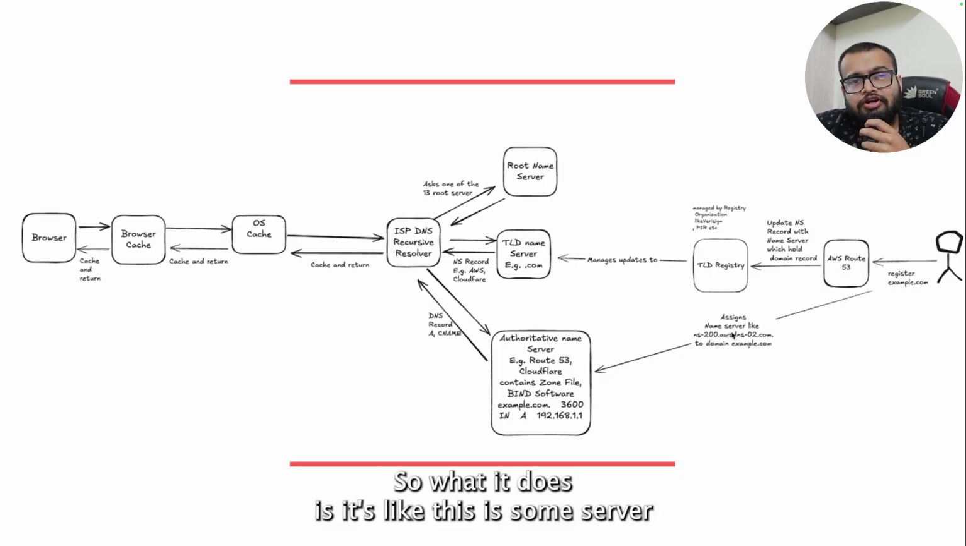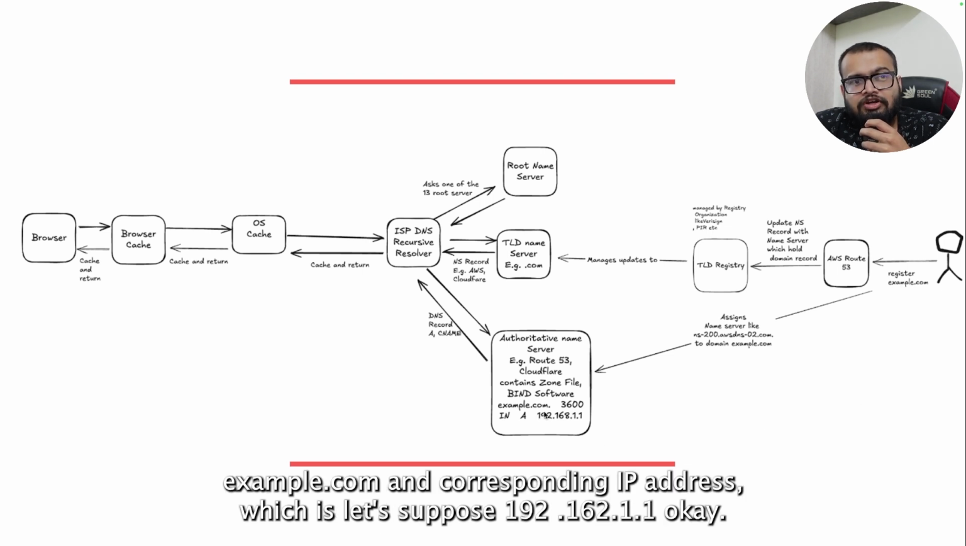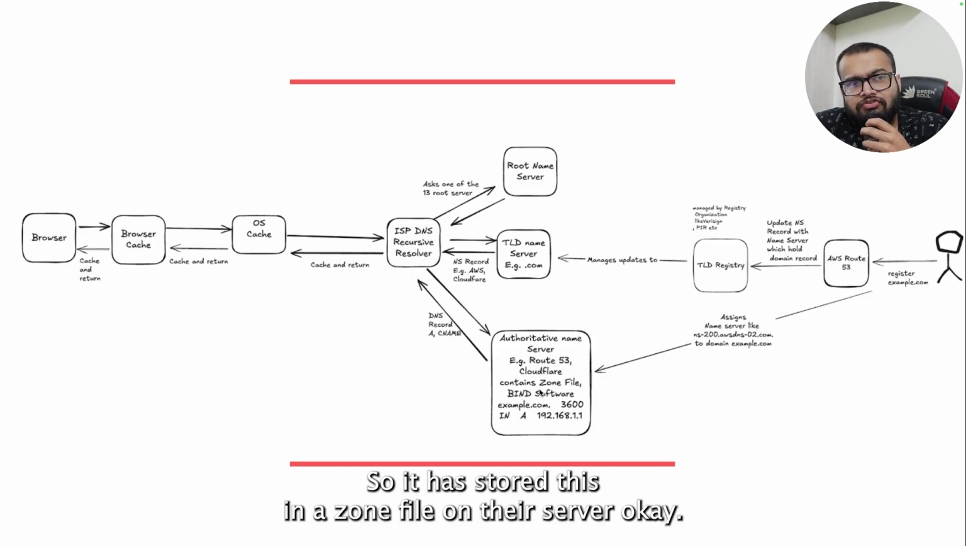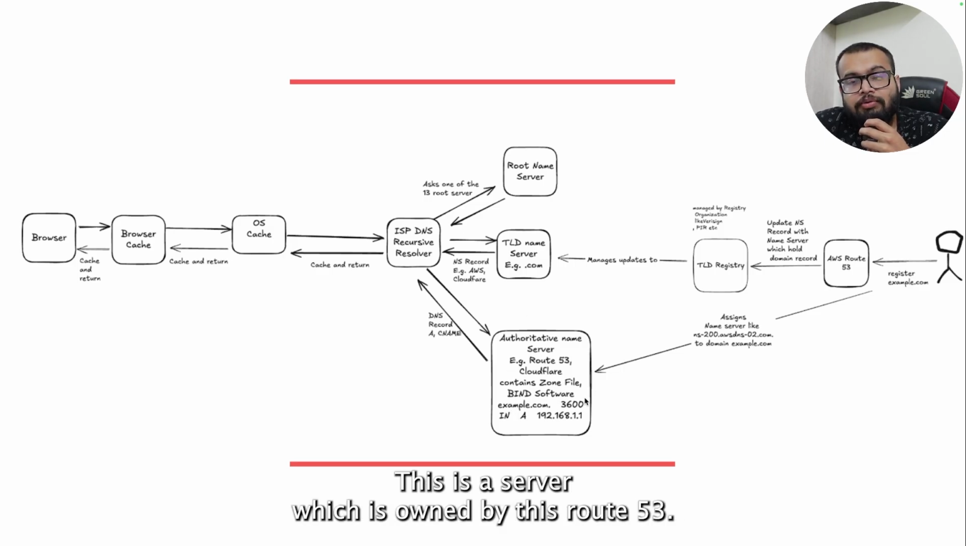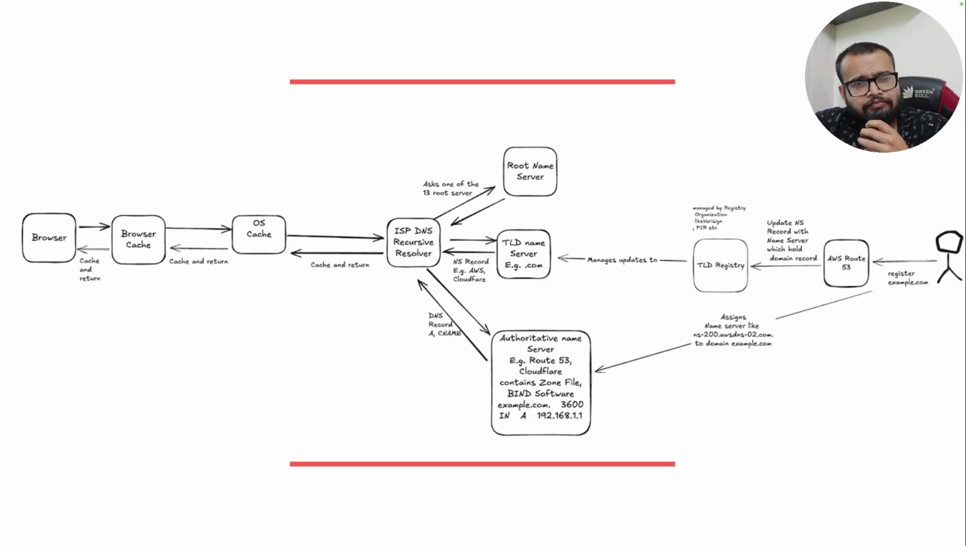This is some server which they call the authoritative name server. Authoritative because it will be storing your record example.com and the corresponding IP address, which is let's suppose 192.168.1.1. So it has stored this in a zone file on their server. This is the server which is owned by AWS Route 53. Similarly, there can be other servers which are owned by GoDaddy or by any other provider.